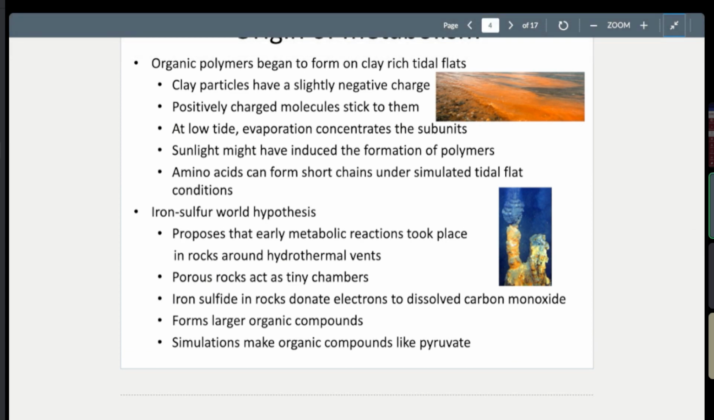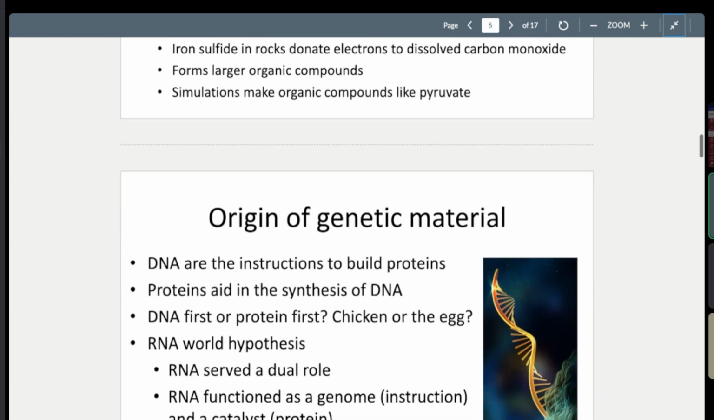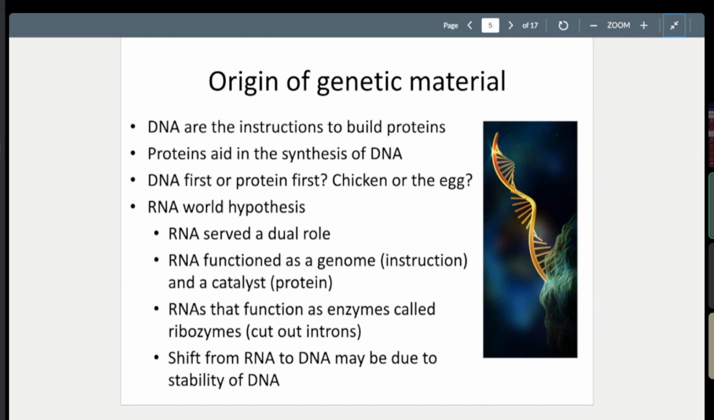You have porous rocks that act as chambers. The iron sulfide in these rocks donates electrons, and that reduces carbon monoxide, and therefore they form larger organic compounds, such as pyruvate. So, what's the origin of genetic material, however? You have DNA, the instructions to build proteins, and proteins aid in the synthesis of DNA, but how do we know what came first?